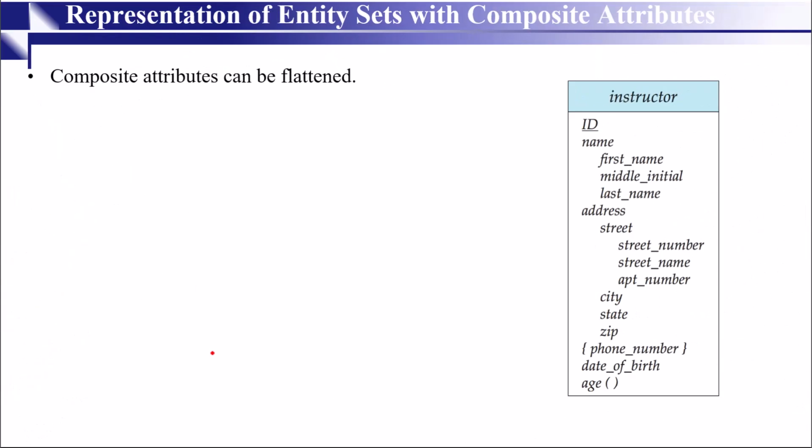Then composite attributes are flattened out by creating a separate attribute for each component attribute. So given entity set instructor with composite attributes like name with component attributes like first name, middle name, last name, the schema corresponding to the entity set has attributes like name, first name.